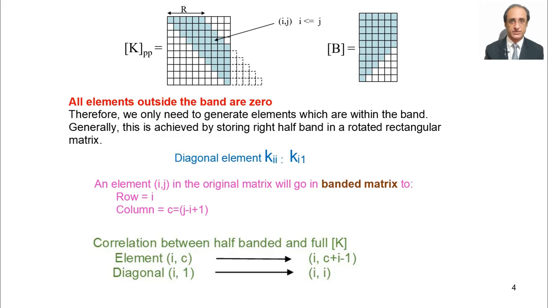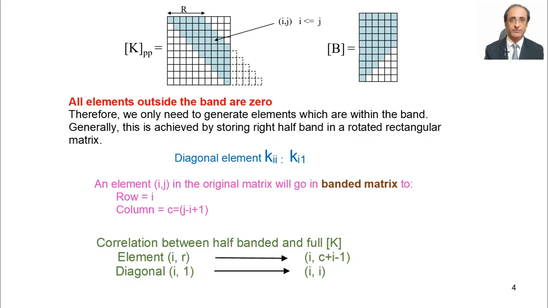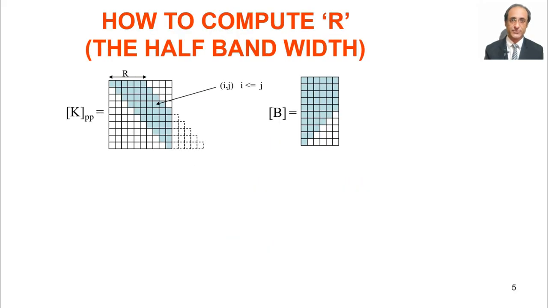Alright, so why are we doing this? To save our space, and of course time also, because when the program goes through, it just sweeps through the zeros, so it's wasting its time. So i is your row and c is the column in the banded matrix. So this left hand side is in the banded matrix and the right side is in the original matrix.